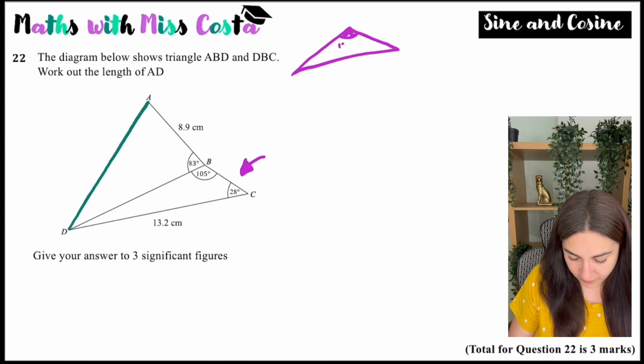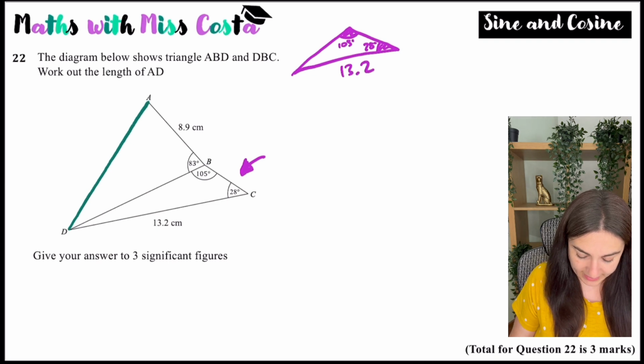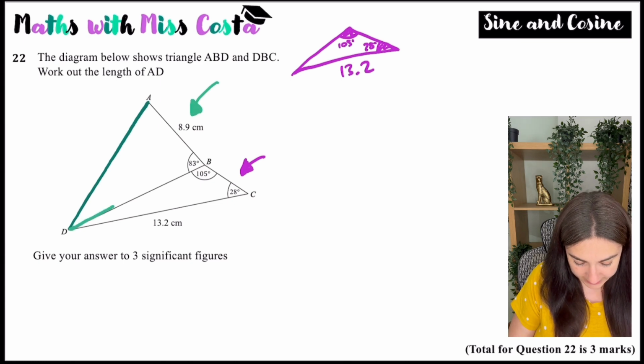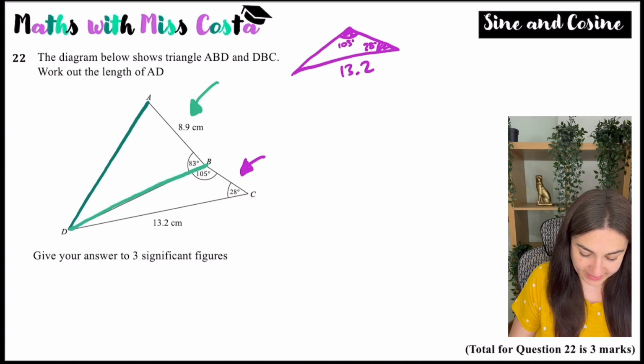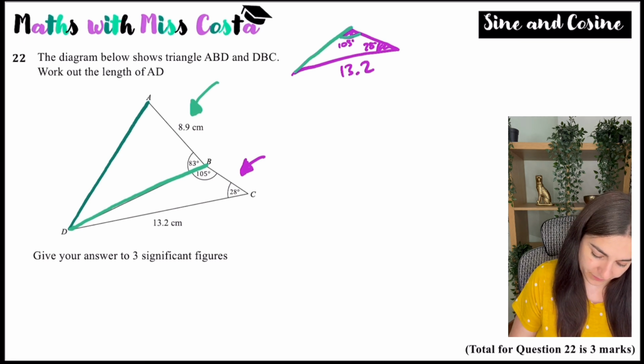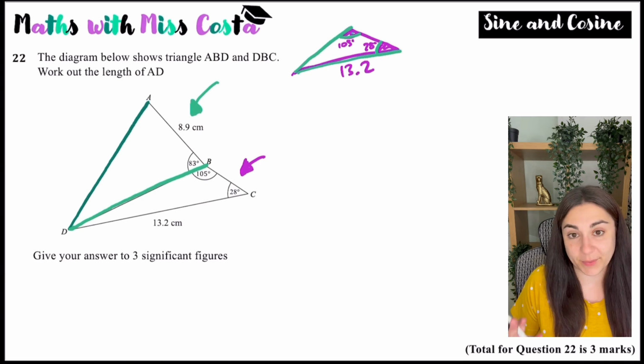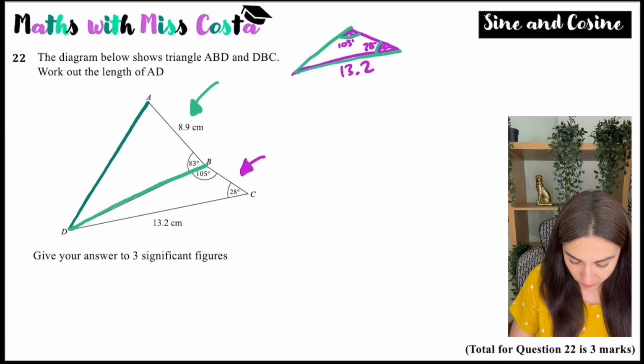So I've got 105 degrees, I've got an angle, another angle, a side, and what would be useful for me, considering I'm going to be working on this triangle, is to figure out what this side here is. So I've got a side and its corresponding angle, and an angle and its corresponding side. So a good thing to use here would be the sine rule.